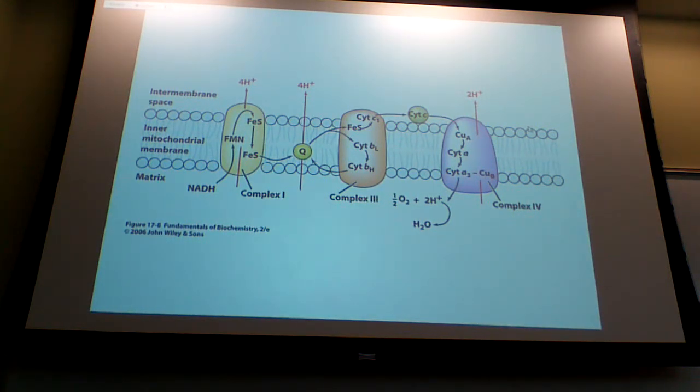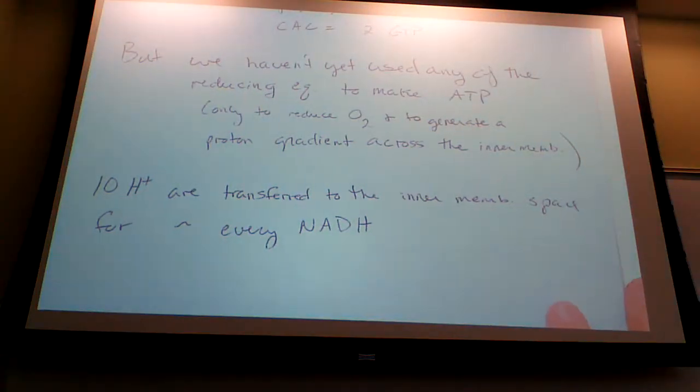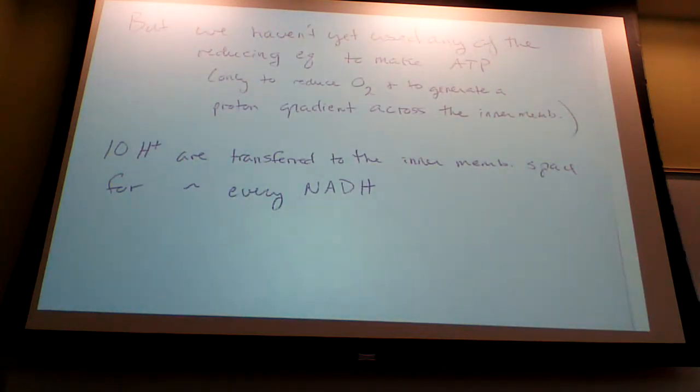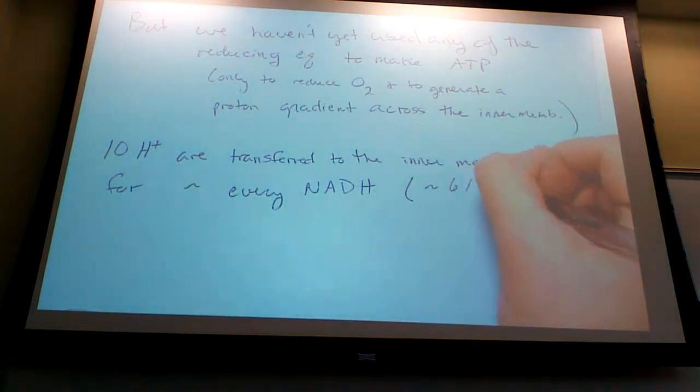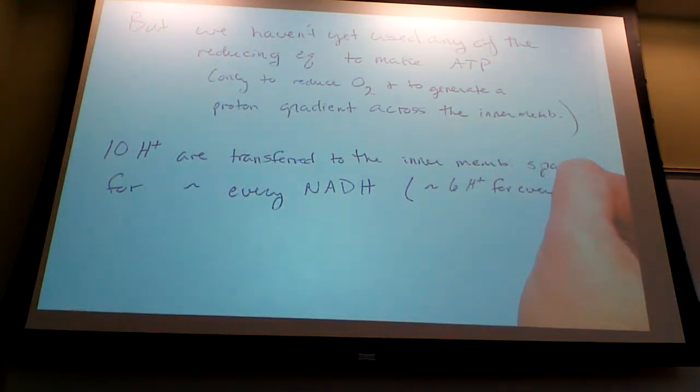How many protons are you going to get from FADH2? 6. Yeah, 6. So complex 1 gets skipped and things start here. So you get those 4 and you'll get those 2. So 6 per FADH2, sorry. So 10 protons are transferred to the inner membrane space for approximately every NADH, and this is going to be 6 protons for every FADH2.